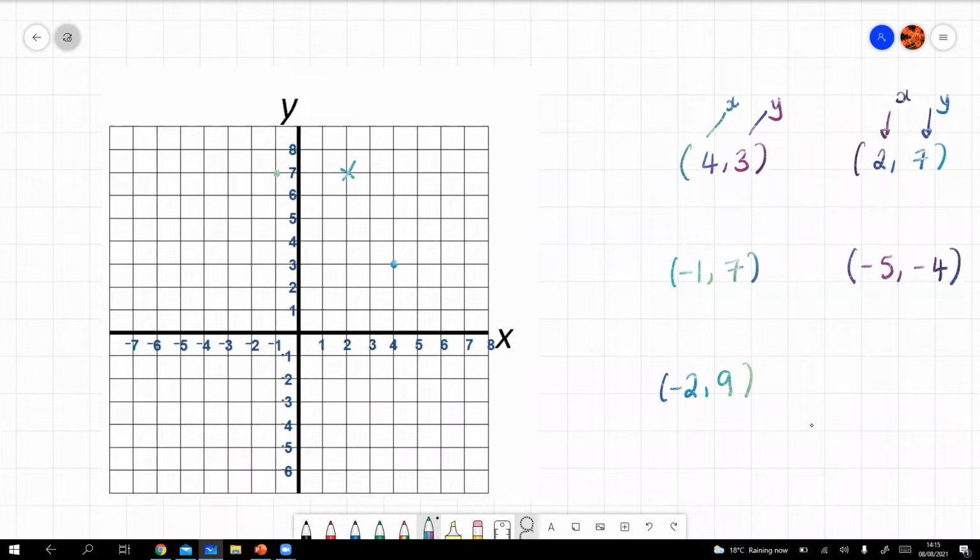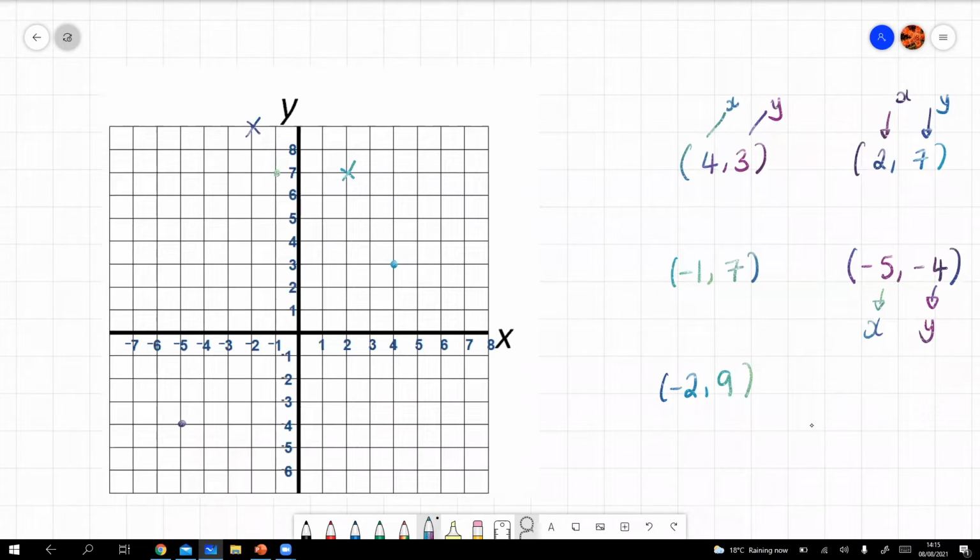Let's have a look at -5, -4 then. These are both negatives. Remember, sometimes if you wish, you could write X and Y there, just so you know that that's the X coordinate, that's the Y coordinate. On your X-axis, go to -5 and then down to the Y-axis, which is -4. And there we are. Then the next one is -2, 9, and 9 will be there. And again, a cross or a dot, whatever suits you best.